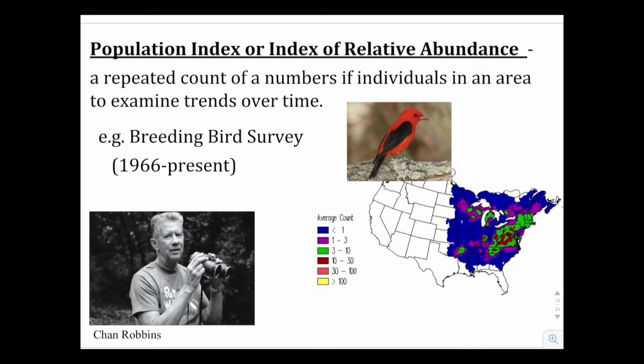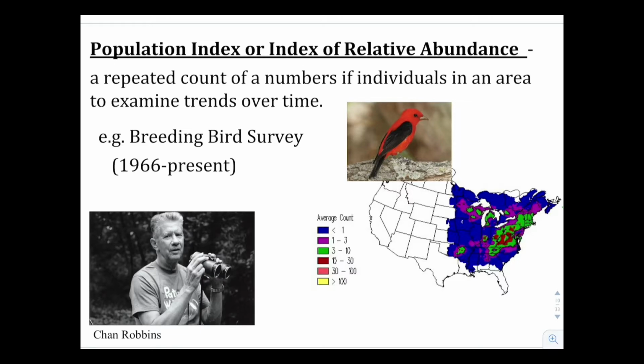That brings us to an index, a population index or an index of relative abundance. So if we take an estimate multiple years in a row, we start to develop an index. An index is a long-running estimation of the population. So the National Breeding Bird Survey is a prime example of the power of indices and the important data that they can provide towards monitoring and conserving wildlife.